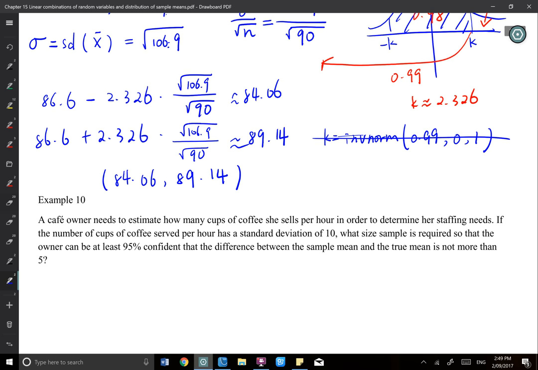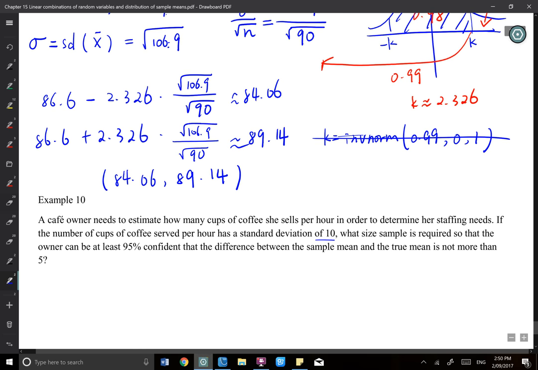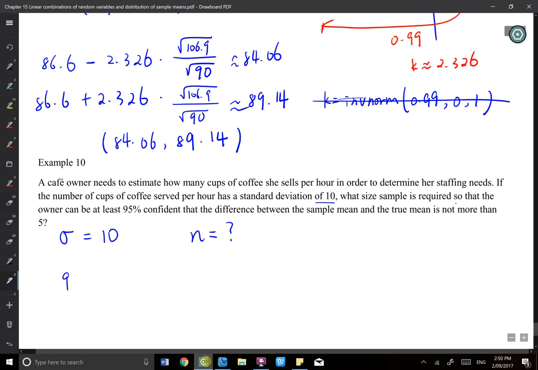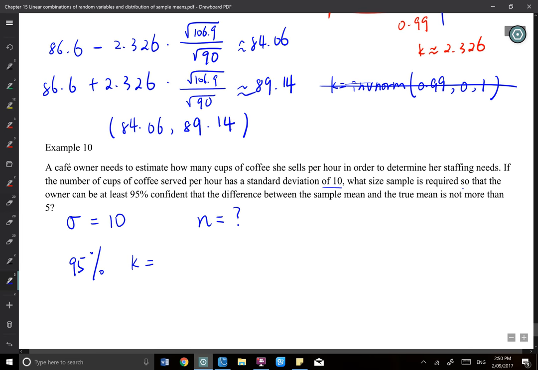A coffee owner needs to estimate how many cups of coffee she sells per hour in order to determine her staffing needs. If the number of cups of coffee served per hour has a standard deviation of 10, what size sample is required so that the owner can be at least 95% confident? So the confidence level is 95%. So the K value I will take is 1.96.